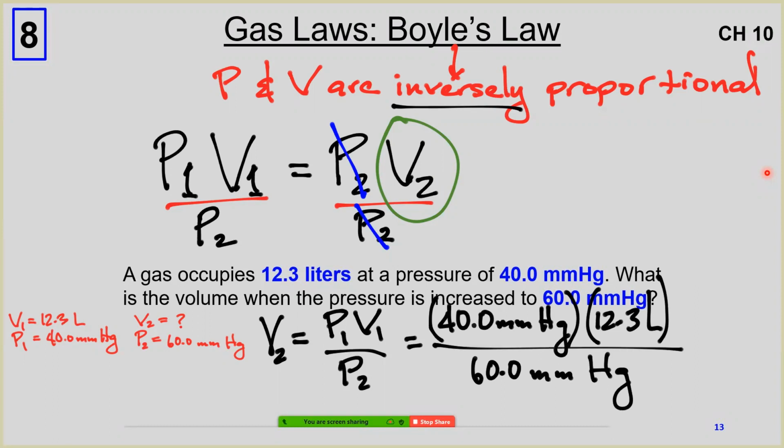All right, so millimeter mercury would cancel, and we're left with volume in liters. Plug this into the calculator, 40 times 12.3 divided by 60, and we get 8.2 liters. And if you want to follow the significant figures here, you would put another 0 here, 8.20 liters.